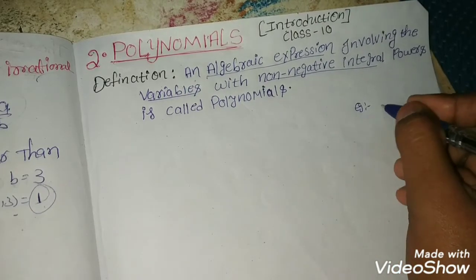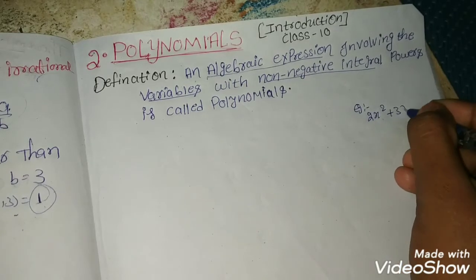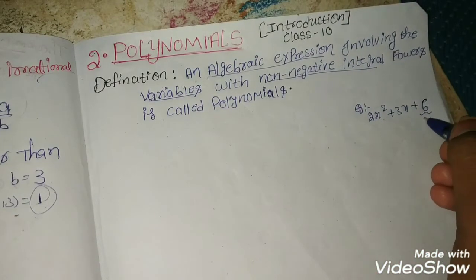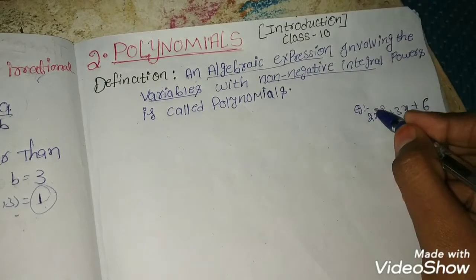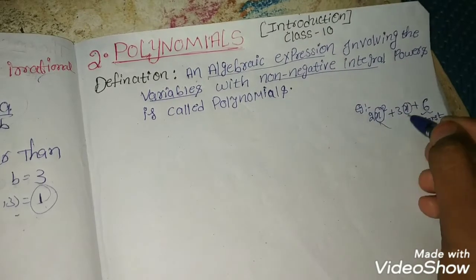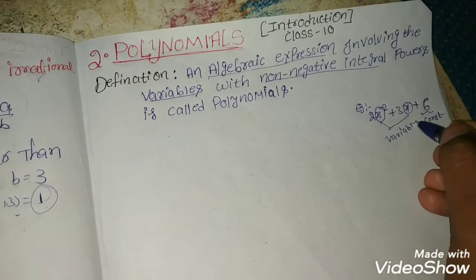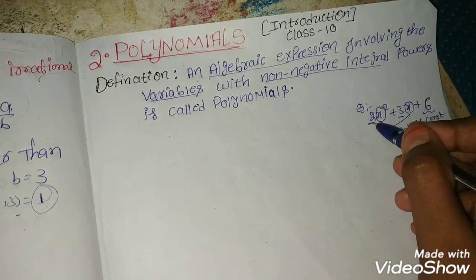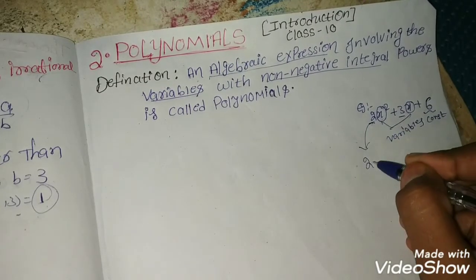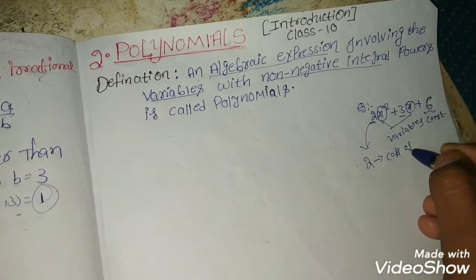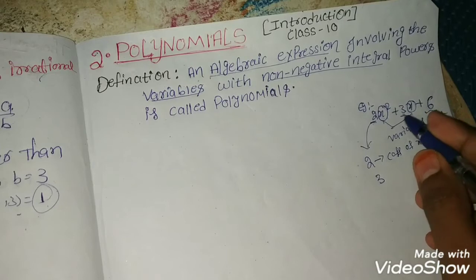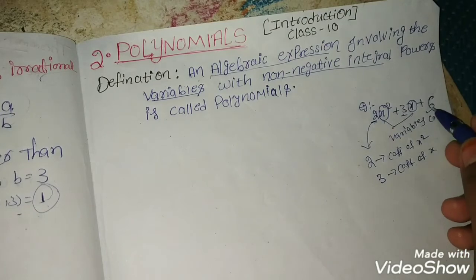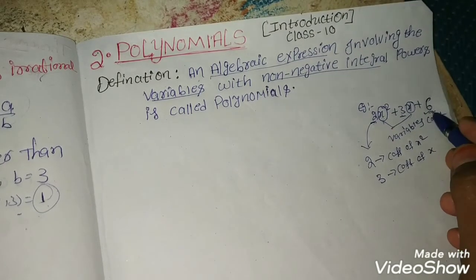I'm saying this: 2x square plus 3x plus 6. See here, this is the constant, and this x is the variable. Understand? And what is this? This is the coefficient of x square. 2 is the coefficient of x square. And what is 3 here? 3 is the coefficient of x. And what is 6 here? 6 is a constant. Understand?